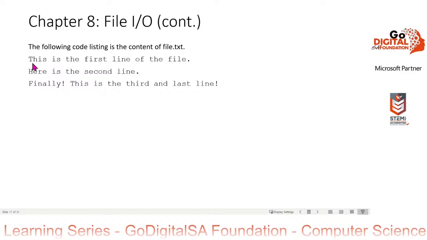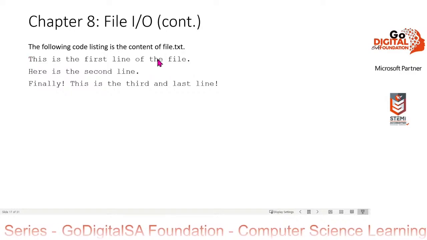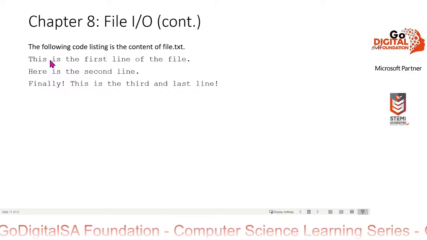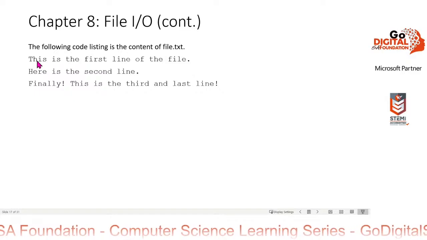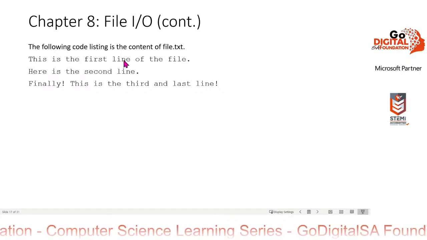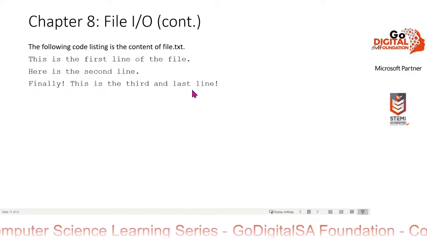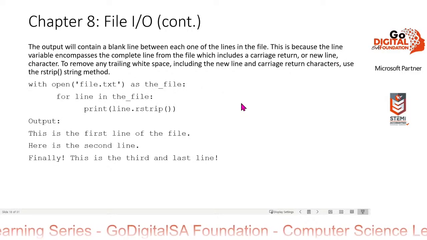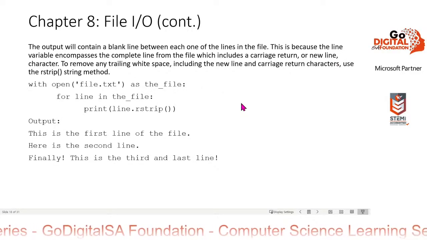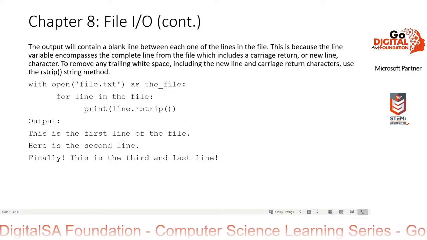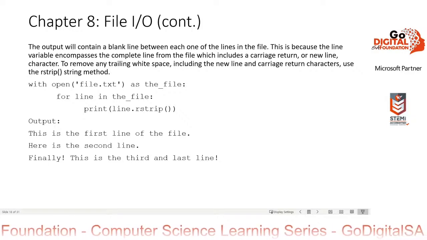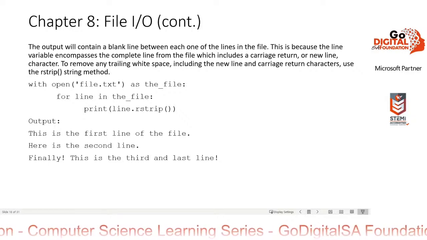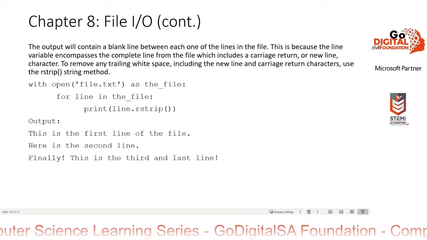Okay, note that the file contents was like this. So we created a file previously with this contents. This is the first line of the file, here's the second line, and finally this is the third and last line. The output will contain a blank line between each one of the lines in the file. This is because the line variable encompasses the complete line from the file, which includes a carriage return or new line character.